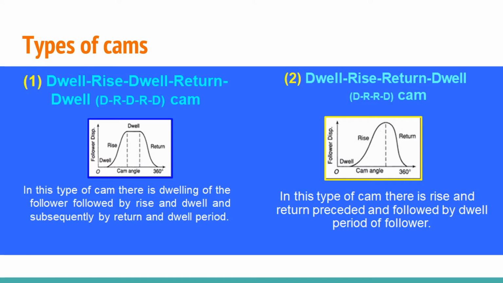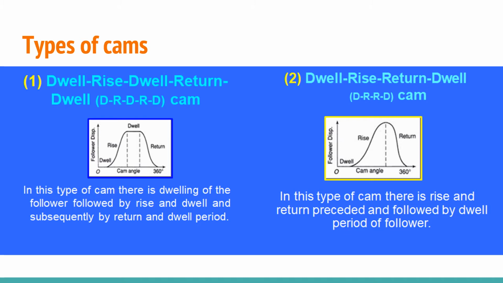Here you can see the dwell, rise, dwell and return, and the complete rotation ends at 360 degrees. From 0 to a certain degree, the cam will have some dwell. After attaining a particular value, it will rise to the maximum value, that is the displacement, and it will hold at that point for a few moments, and it will return to the starting position by the next rotation.